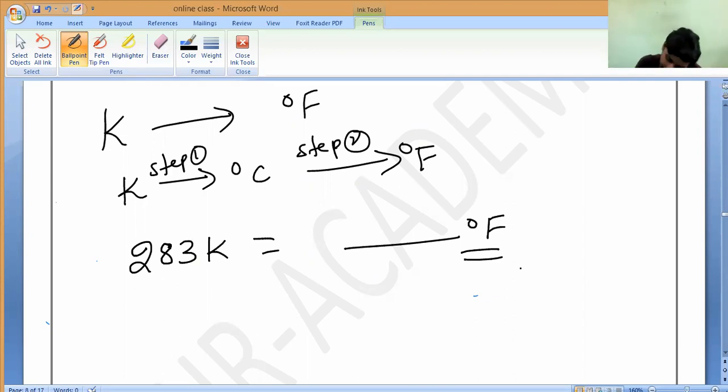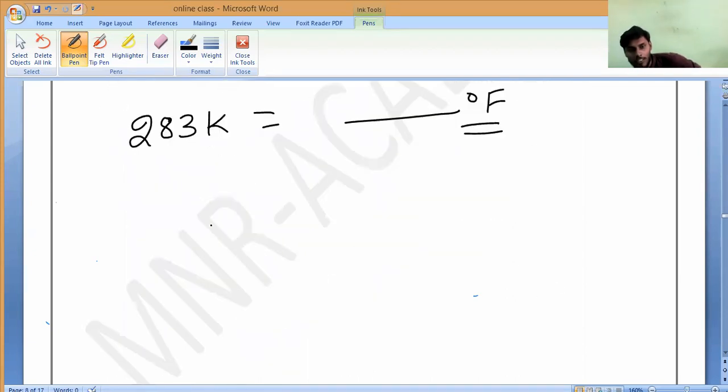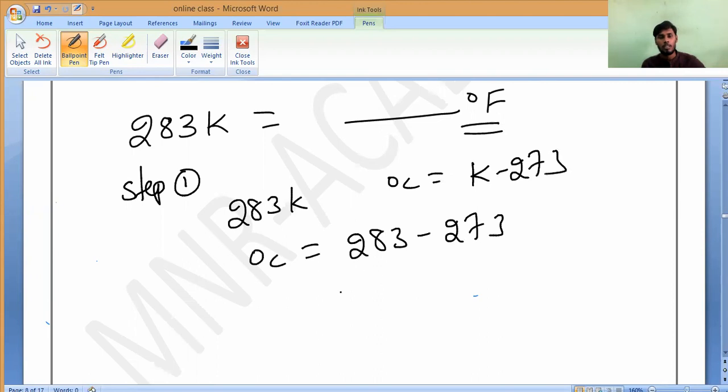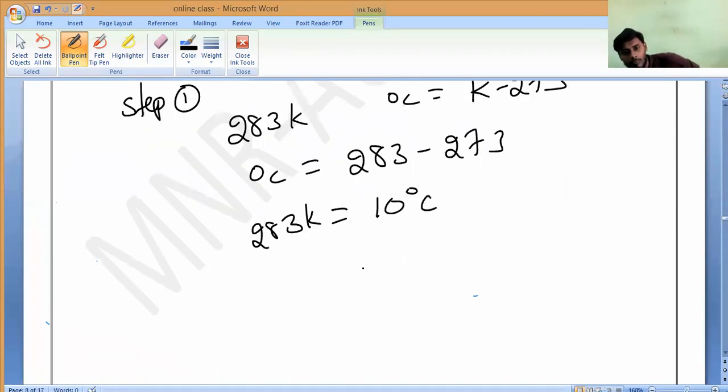Let me see who will. Very simple. Hurry. First Kelvin to degree Celsius, step 1. Then Celsius to Fahrenheit. So 283 Kelvin means degree Celsius is equal to 283 minus 273. Is it yes or no? Yes, sir. 283 minus 273, which is equal to how much? 10 degrees Celsius, which is equal to 283 Kelvin. Is it yes or no?